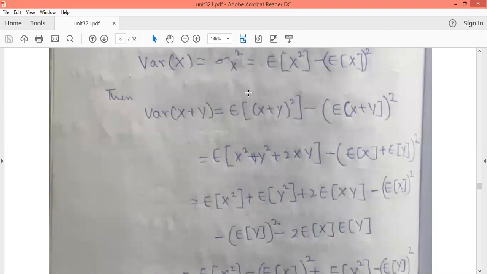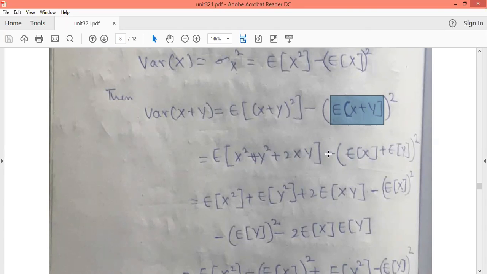Now we just expand this x plus y whole square. This can be written as x square plus y square plus 2xy. And similarly, this expectation will be applied to each and every term inside. So we can write it as expectation of x plus expectation of y whole square. Now apply this expectation to each and every term inside. So this can be written as expectation of x square plus expectation of y square plus 2 times expectation of xy, minus, we expand this now. If you expand this, we get expectation of x whole square plus expectation of y whole square plus 2 times expectation of x and expectation of y.